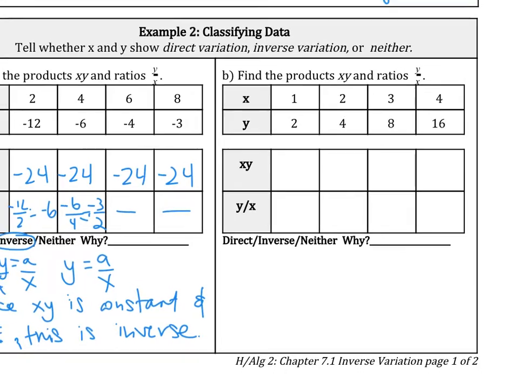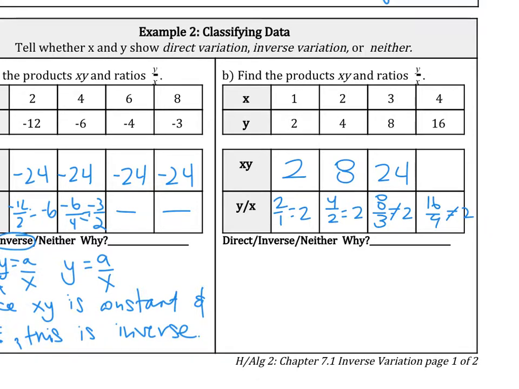Find the products x times y and the ratios y over x. So x times y, 1 times 2 is 2, 4 times 2 is 8, 8 times 3 is 24, and we can already see that this isn't constant. Let's do the ratios. 2 over 1 is 2, 4 over 2 is 2. 8 over 3 is not 2, right? And then 16 over 4 is also not 2.